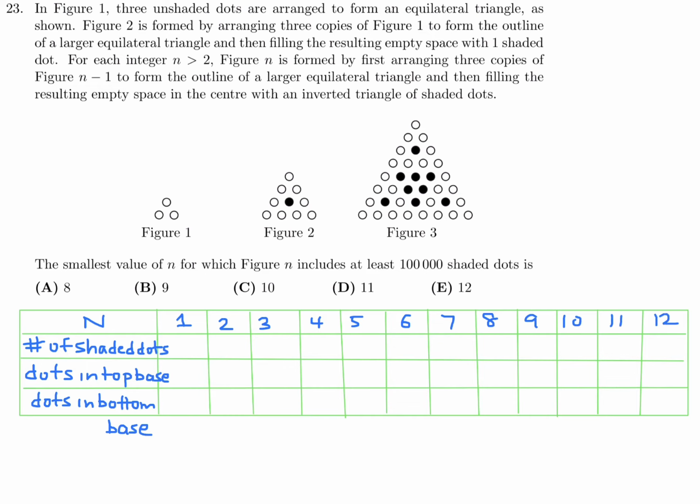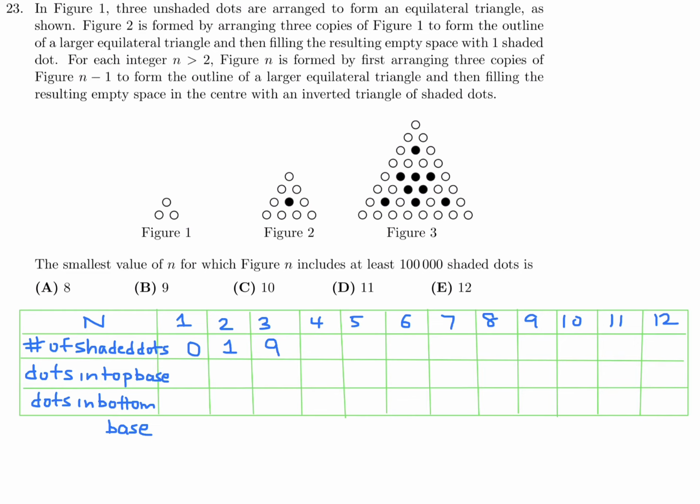Okay, now the first 3 they gave us, so I can fill in the table. The number of shaded dots, well, it looks like that one's 0. For figure 2, the number of shaded dots is 1, and for figure 3, 1, 2, 3, 4, 5, 6, 7, 8, 9. Okay, so that's directly from the diagram.